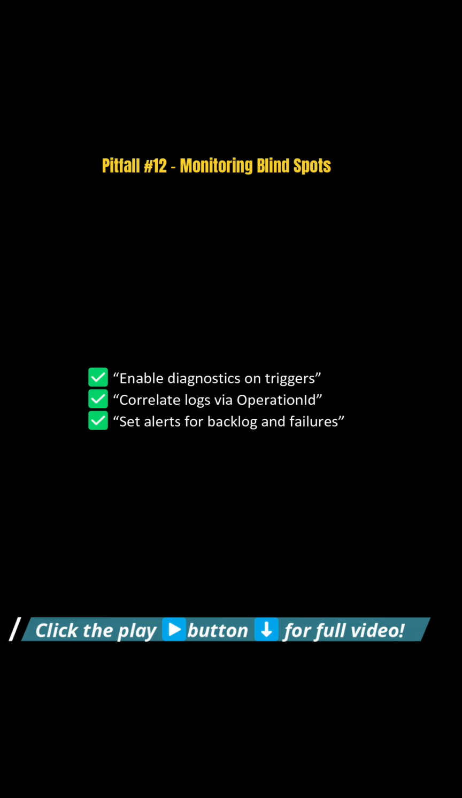By sending platform telemetry to Application Insights and correlating with your function logs, you get a complete picture: which triggers fired, which events succeeded, and which backlogs are growing. Attach an operation ID or correlation ID to each batch or event. This lets you trace it across triggers, outputs, and telemetry, giving you end-to-end observability, not just isolated logs. So enable diagnostics on triggers, correlate logs via operation ID or correlation ID, set alerts for backlogs and failures.